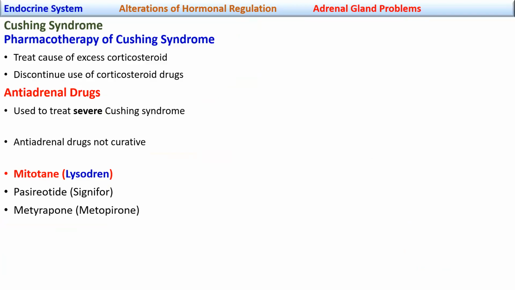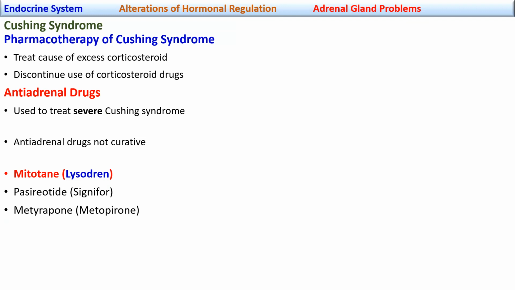Now, the pharmacotherapy of Cushing syndrome. The anti-adrenal drugs. Because this is hypercortisolism, a hypersecretion of cortisol, we need medications to suppress the adrenal gland to produce less of the cortisol hormone.